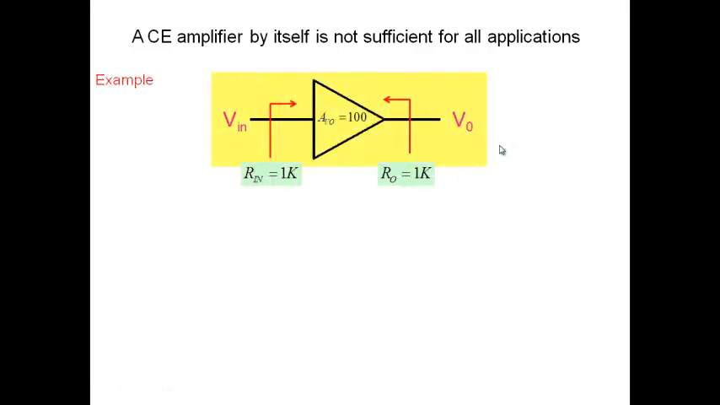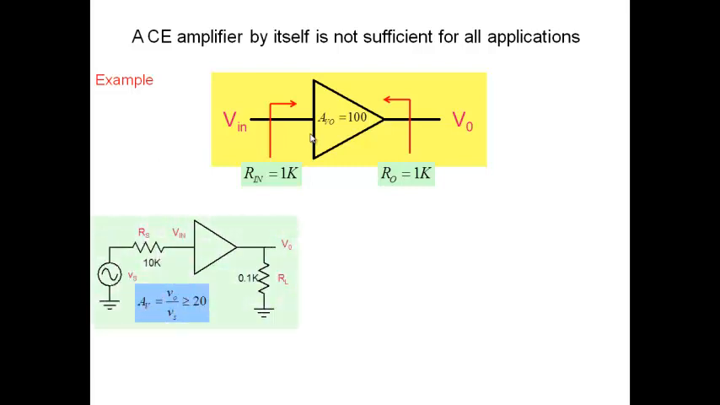All right, so the first thing to realize is that the common emitter amplifier by itself is not sufficient for many applications, and I'll illustrate it with an example here. This amplifier that you see here looks like a common emitter amplifier in some of its characteristics. Its voltage gain is reasonably high, 100, with input resistance of 1K and output resistance of 1K.